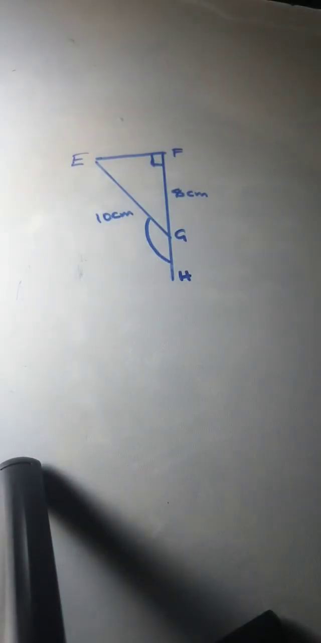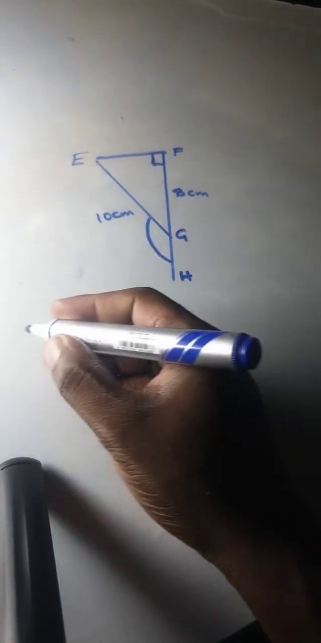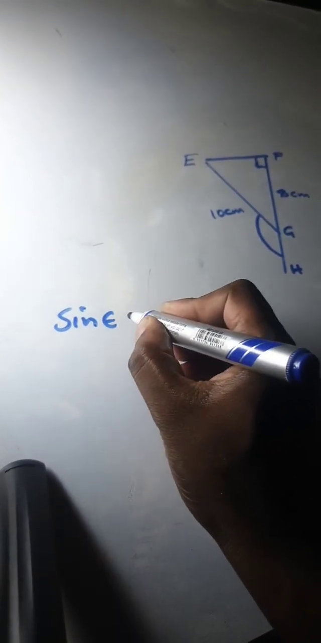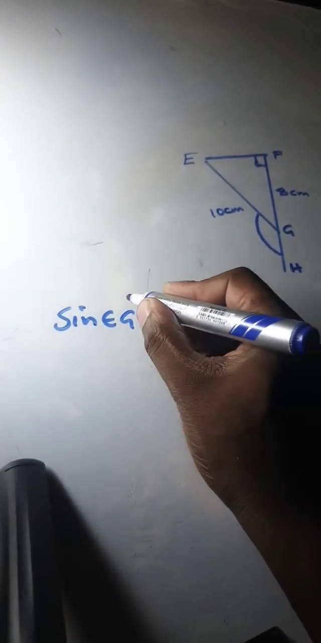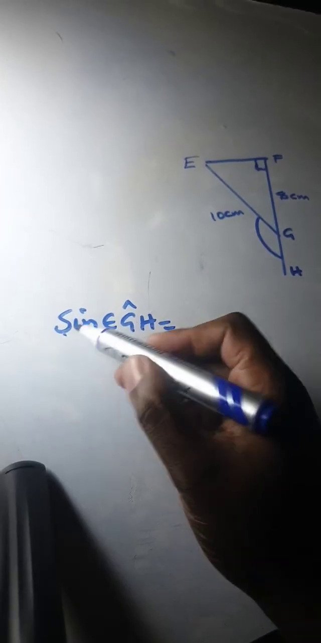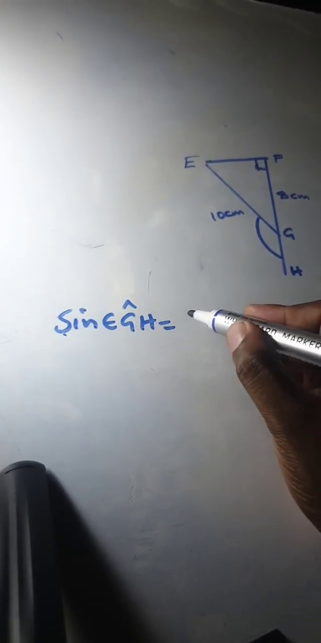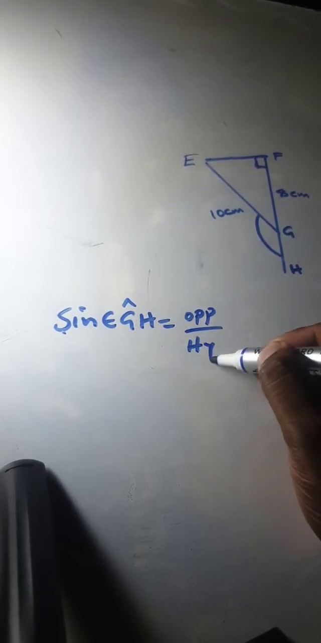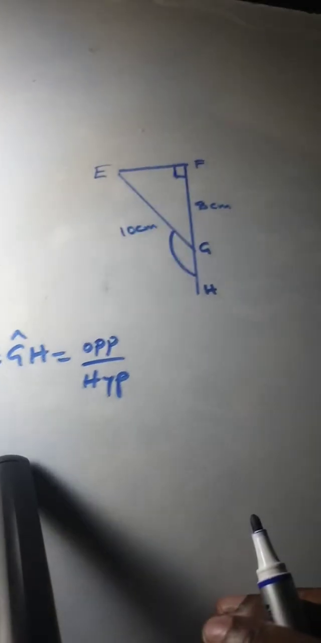So how do you solve this one? Because they're saying we should find the value of sine EGH. Okay, let me write it here. Sine EGH. So remember, sine according to trigonometrical ratios gives opposite over hypotenuse, right? We'll come back to that.